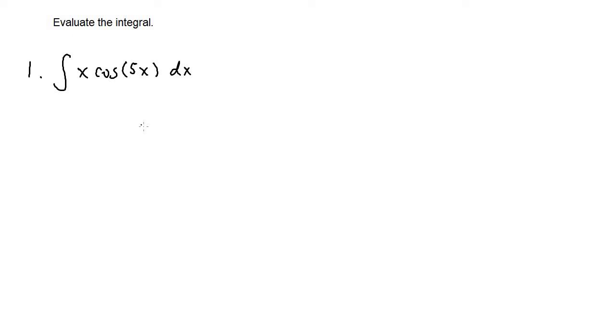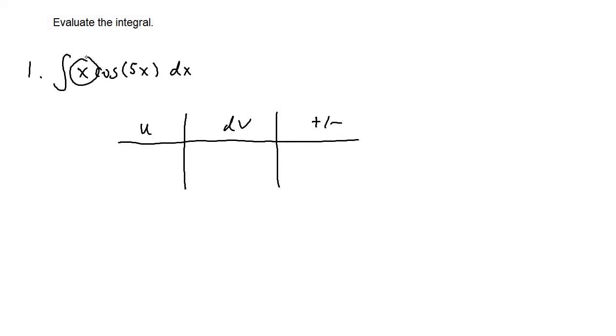So once again, we have 3 columns. We have a u column, dv column, and then a plus minus column. Now for the u column, once again, we need to pick something that we can easily derive. So for u, I'm actually going to go ahead and pick x, because I can easily derive x. And for dv, I can easily integrate cosine 5x. So I'm going to pick dv as cosine of 5x dx. And then obviously we start with the plus, and then we alternate for the sign chart.